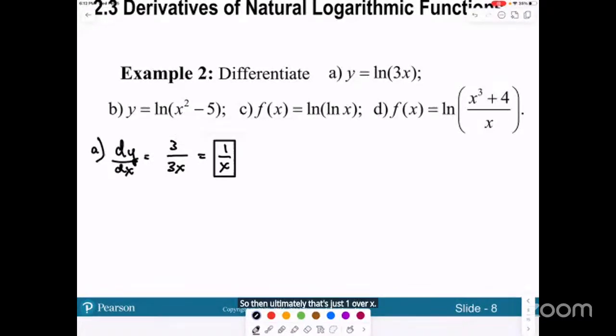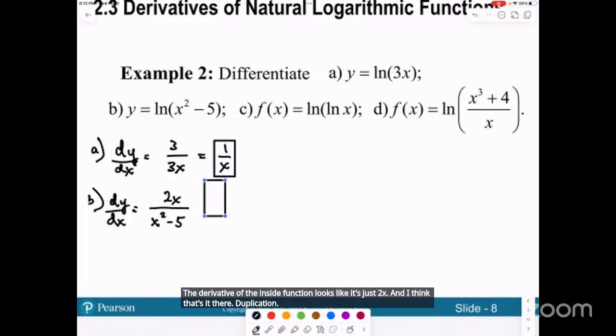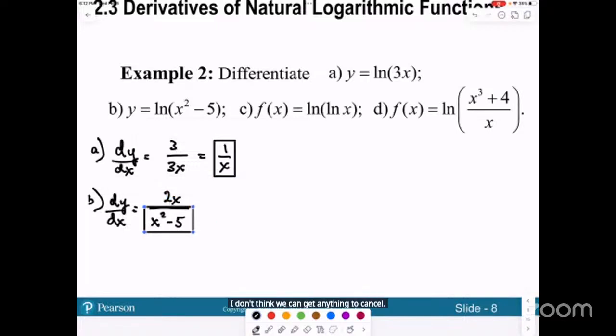Okay, I'll go ahead and do b. All right, so for b, again, dy by dx, f prime over f. So in this case, the bottom just persists, x squared minus 5. The derivative of the inside function looks like it's just 2x. And I think that's it there. I don't think we can get anything to cancel, so we're just going to go with that.